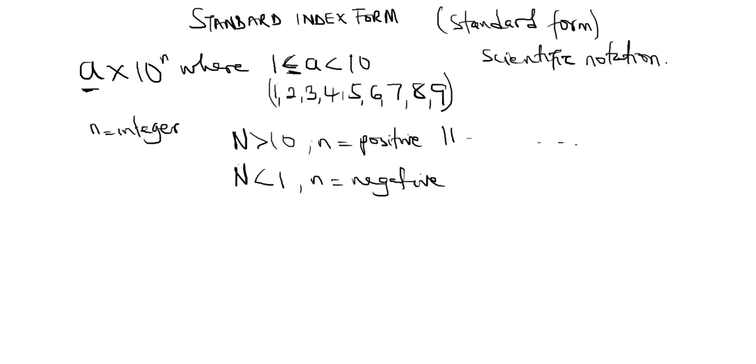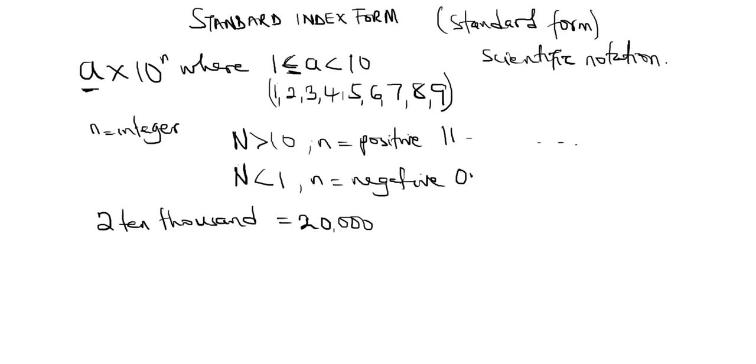And when the number is less than 1, probably as far as you have is 0 point something, in that case your n is going to be negative. For example, let's say you have two 10,000. These two 10,000 can be written as 20,000.